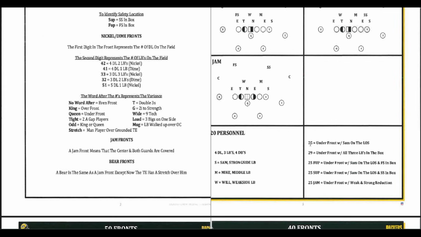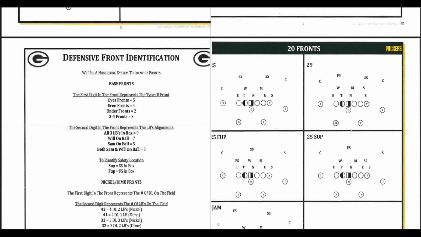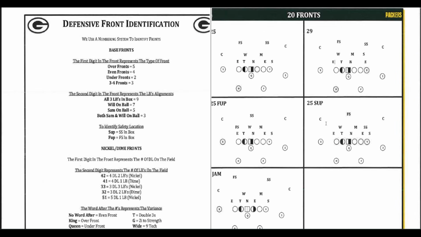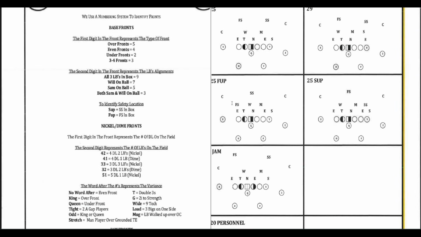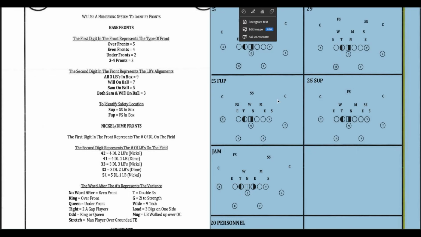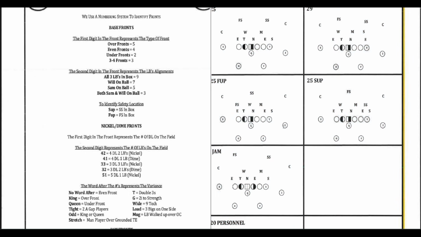You can see 25, you have explanations in the playbook: under front with a Sam on the line of scrimmage, under front with all 3 linebackers in the box. So we look at 29. There you go, draw that box around that. And of course, you've got all 3 linebackers in the box, so you've got 7 guys in the box. And you've got your FUP with the free safety who is up, your SUP with the strong safety who's up, and so on.